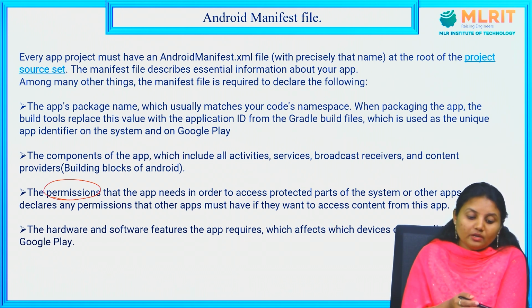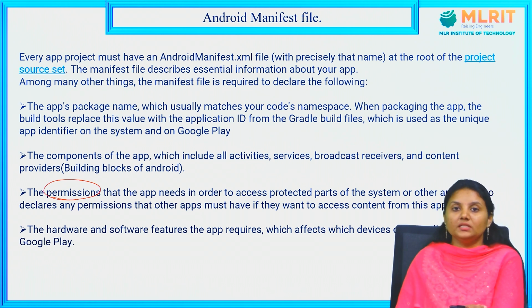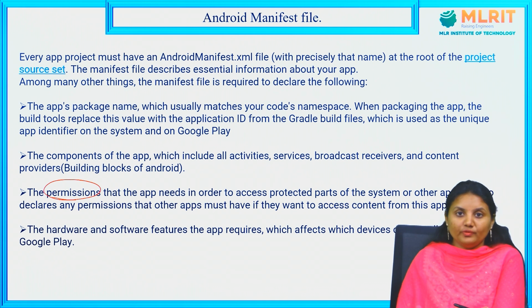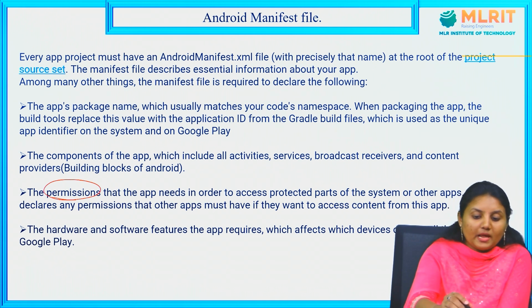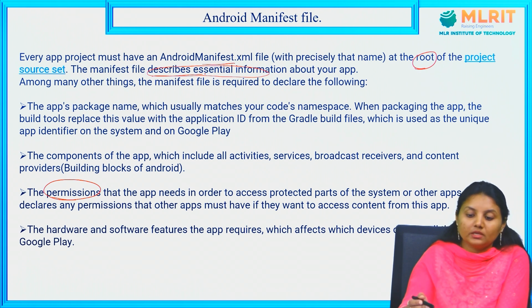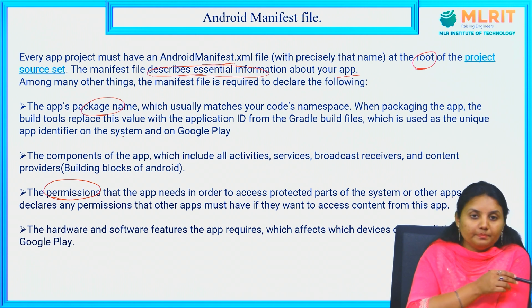Android applications can be installed on Android phones only. If you want to support iOS platforms also, then what needs to be done? Such hardware and software features are also to be known. So the manifest file consists of a root node, and it describes essential information of a particular application. And the package name replaces your Gradle build files; it takes a unique identifier to get it downloaded or deployed.